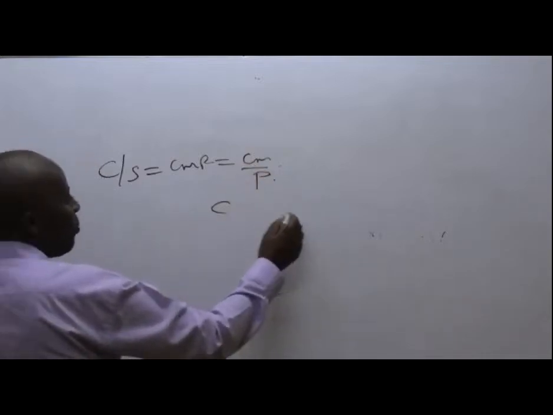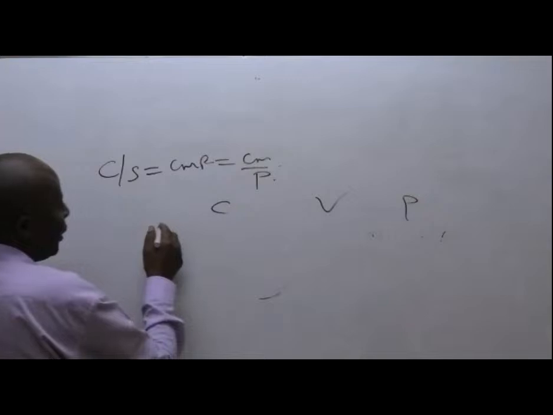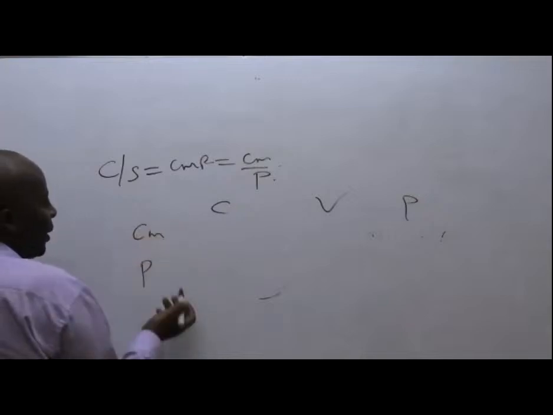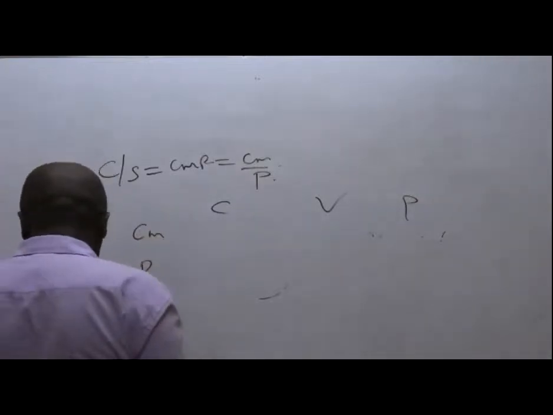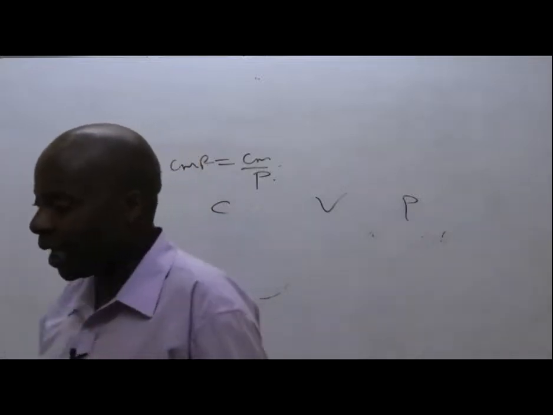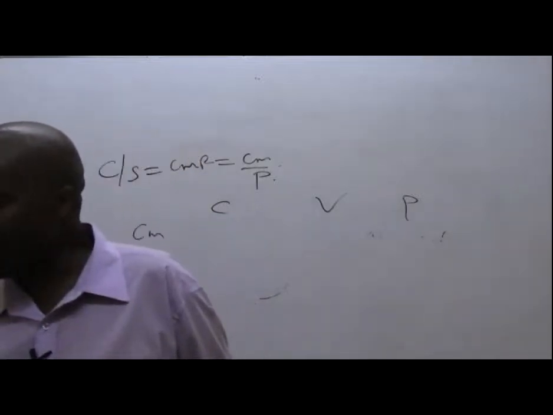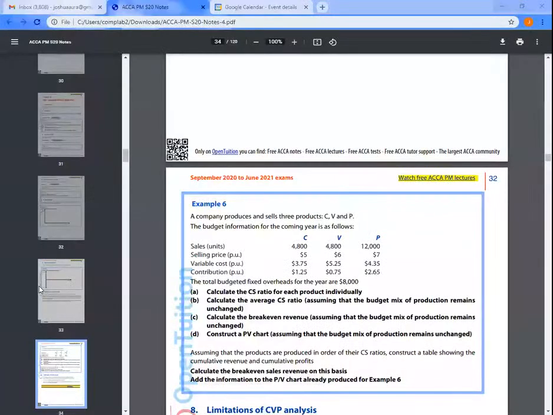So we have our three products here, C, V, and P. The only thing you need is to take the CM versus the price, and then you get the quotient. The CMs we have been given here expressly are 1.25 here, 0.75 here, and, ladies and gentlemen, 2.65 here.